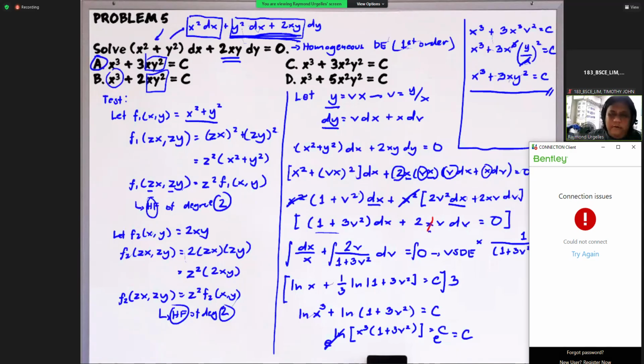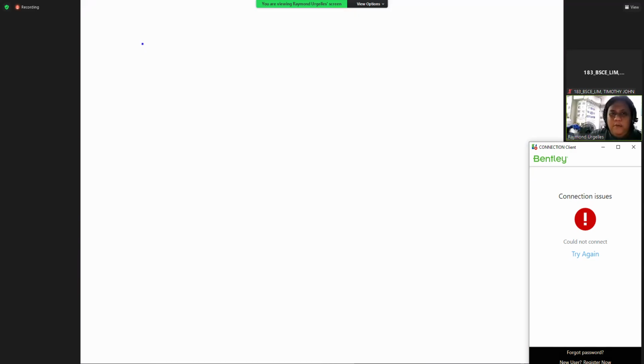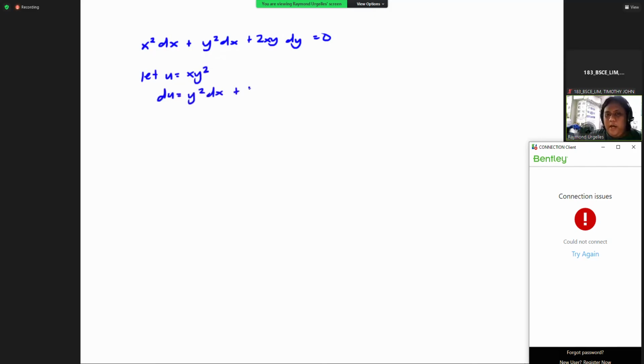Kaya kung na-realize niyo yan, pwede kayong gumamit ng substitution dito. We have x squared dx plus y squared dx plus 2xy dy. Gamit lang kayo ng substitution: let u be equal to xy squared. Then du will be given by y squared dx plus 2xy dy. Basically yung equation natin will just become x squared dx plus du is equal to 0.